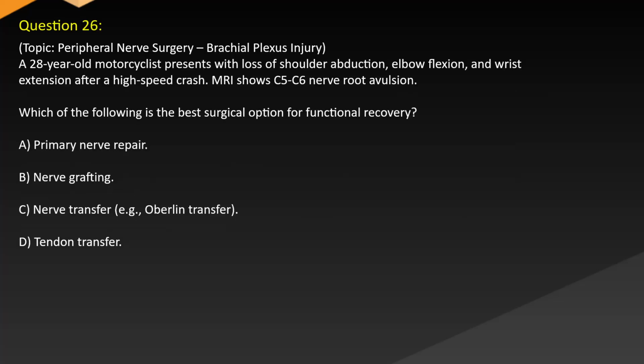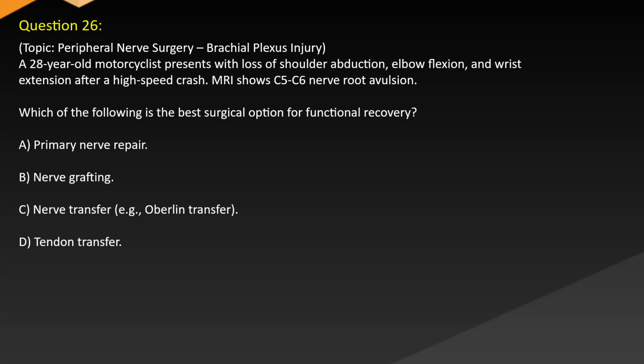Question 26. Topic: Peripheral nerve surgery. Brachial plexus injury. A 28-year-old motorcyclist presents with loss of shoulder abduction, elbow flexion, and wrist extension after a high-speed crash. MRI shows a C5 nerve root avulsion. Which of the following is the best surgical option for functional recovery?